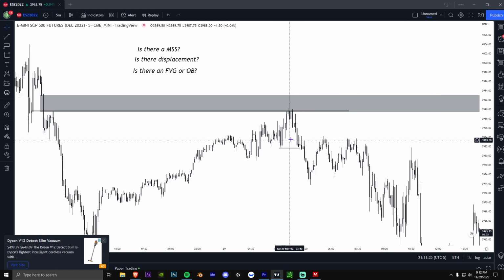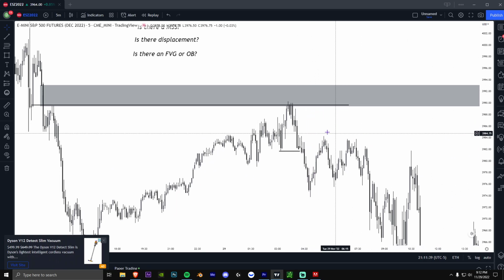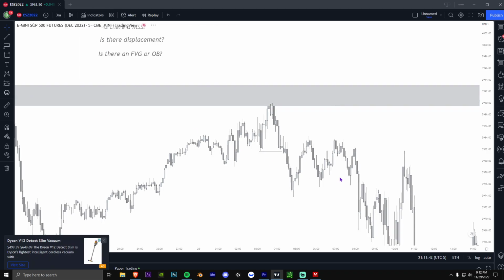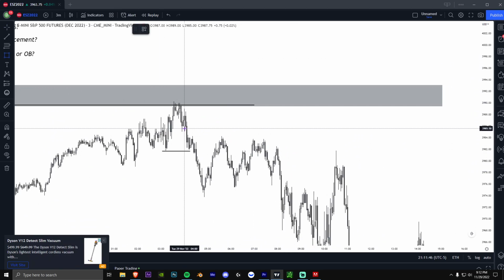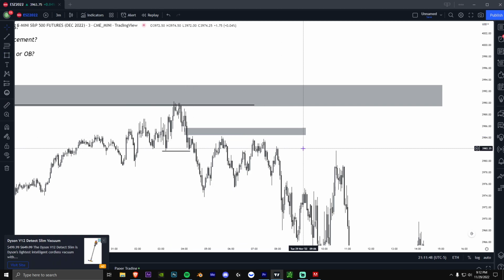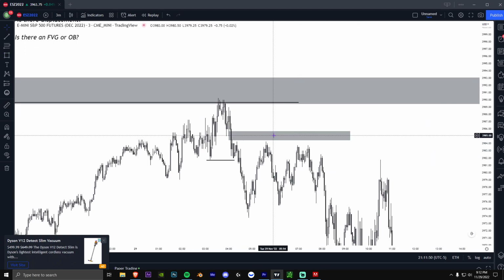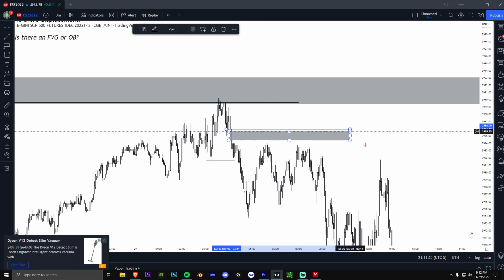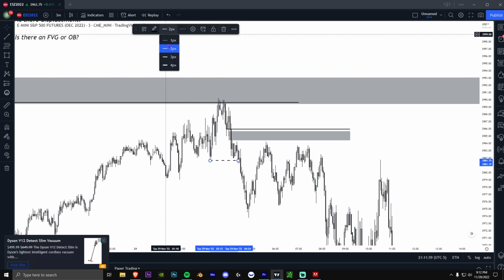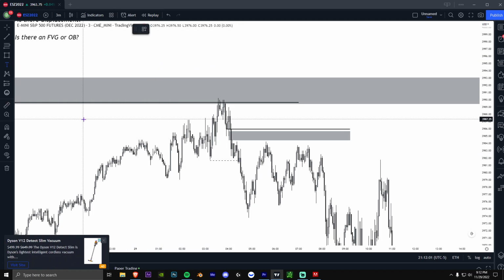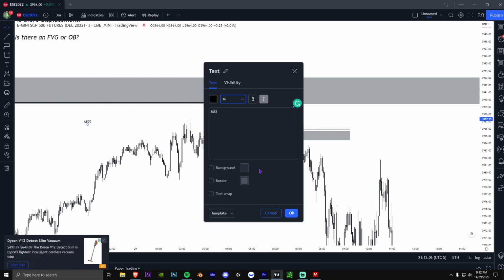Okay. So in this situation, there's displacement. Was there a fair value gap? No, there was not on this time frame. Let's check the other time frames though. Okay. So yes, there was a fair value gap in here. Okay. So I would have set my limit right here, and there's also an order block supporting it, and you can see we don't get our entry. Okay, so sometimes that's going to happen. It is what it is. You can't really control that. So, but we do check off our checklist.